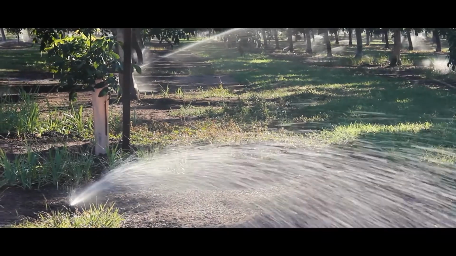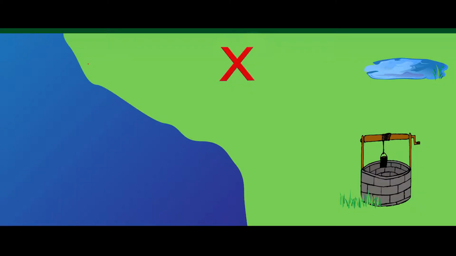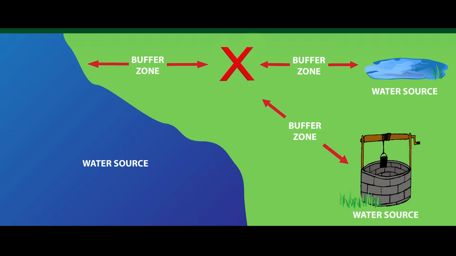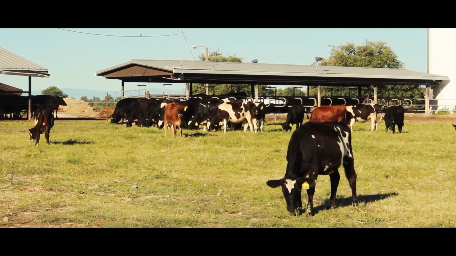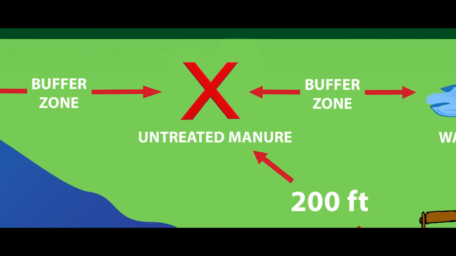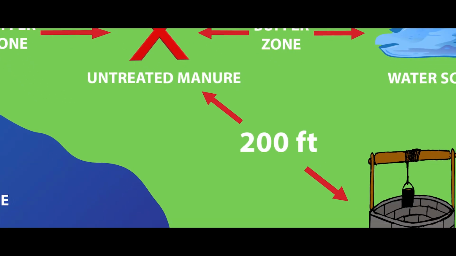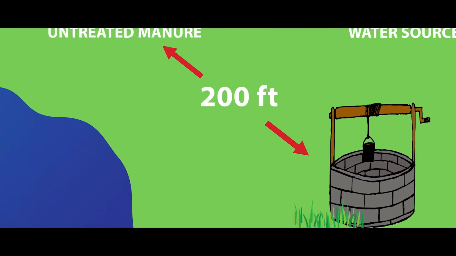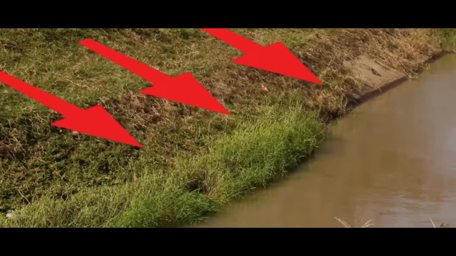Sources of contamination. If you know your irrigation system, you can determine the risk of contamination of the system and work to minimize that risk. There should be a buffer distance between your irrigation water and sources of contamination such as animals, pollution, or untreated manure. There should be 200 feet between untreated manure and wells, but this distance can change depending on other variables such as the slope of the land.